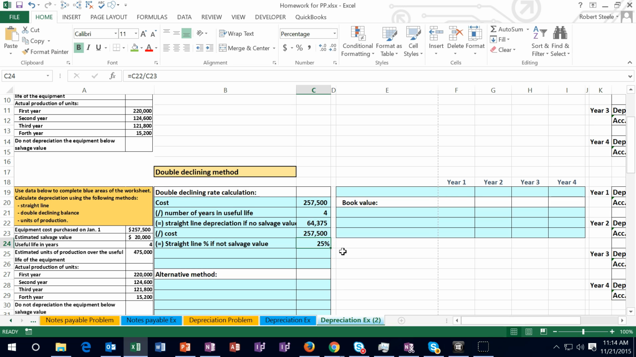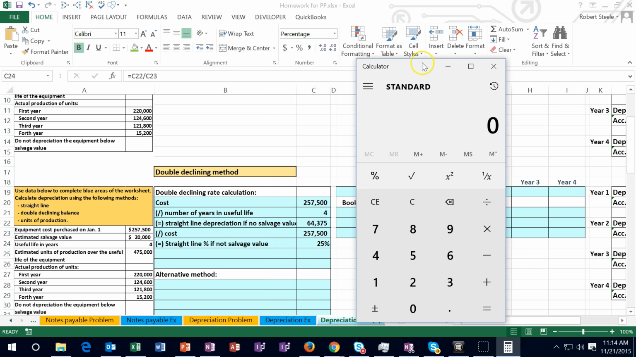So what we're really saying is that the straight line rate, we know that if we just divide by 4, we get to $64,375. If I want to think about that in terms of a rate, what is the straight line rate? It's the $257,500 times 0.25. So that's going to give us the $64,375. So that means the straight line rate is 25% in this case, which makes sense because it's 4 years. 25% a year is how much we're going to depreciate over the useful life of 4 years.